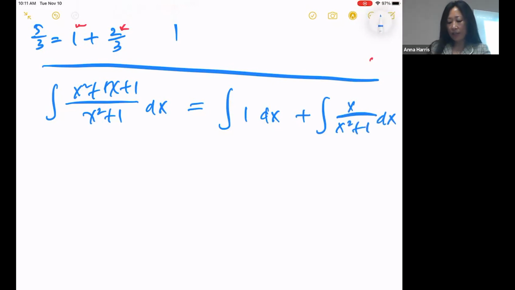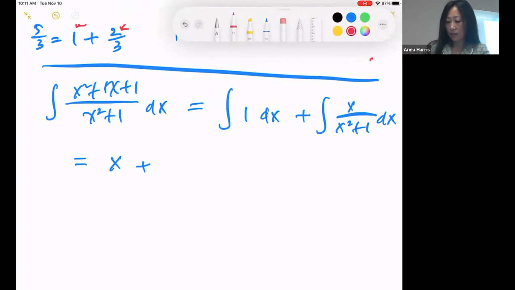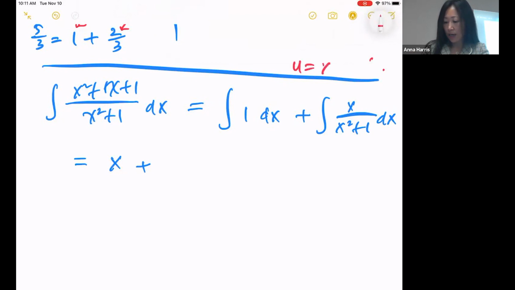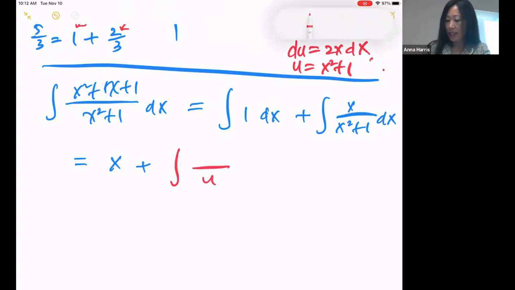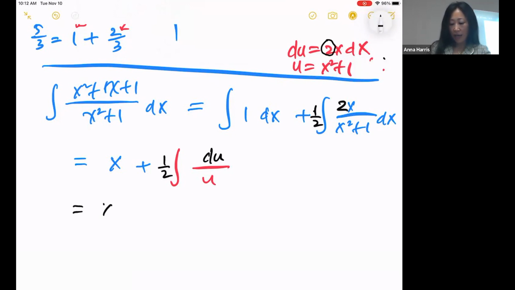All right. The first part is very easy. This part is just the x. Second part is the one where you need to do u substitution. So you say, okay, u is x squared plus 1, du is 2x dx. So I'm going to rewrite this problem. I need a 2, I don't have that 2, so I will put the 2 in the front, and then divide by 2. So I have 1/2 du. Now this is simply a what? Natural log. So I got x plus 1/2 natural log u plus c.